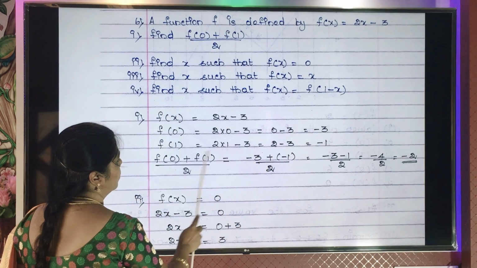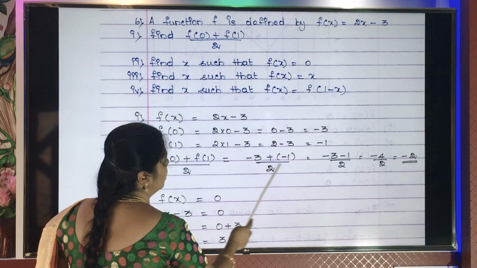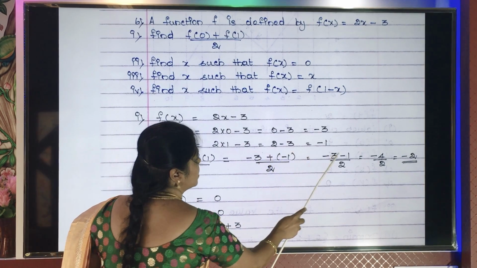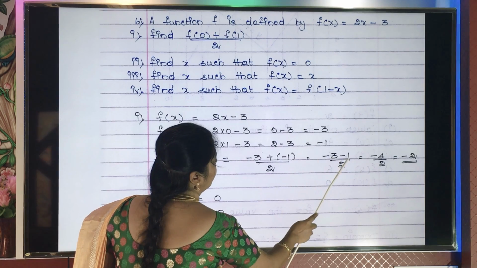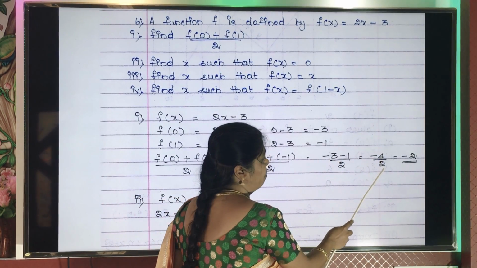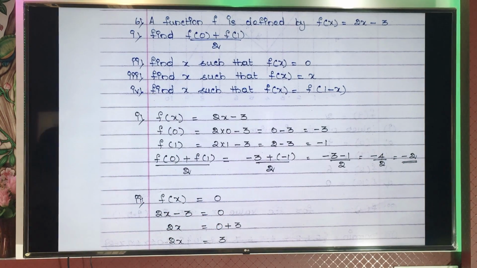Minus 3 plus what is f of 1? Minus 1, by 2. That is minus 3 plus minus 1 by 2. Minus 3 minus 1 becomes minus 4 by 2. Cancel and now you could see the value is minus 2.